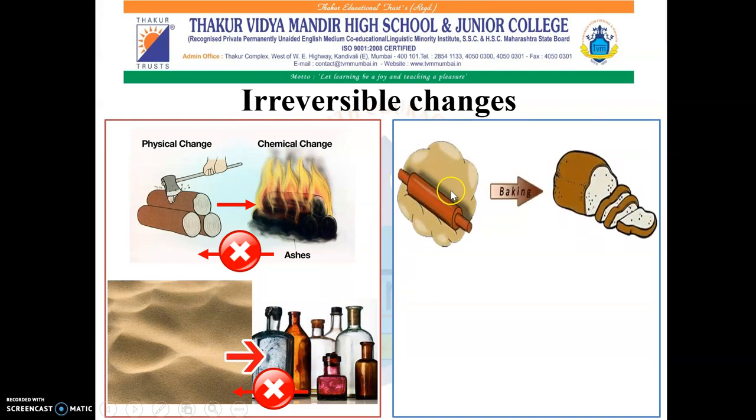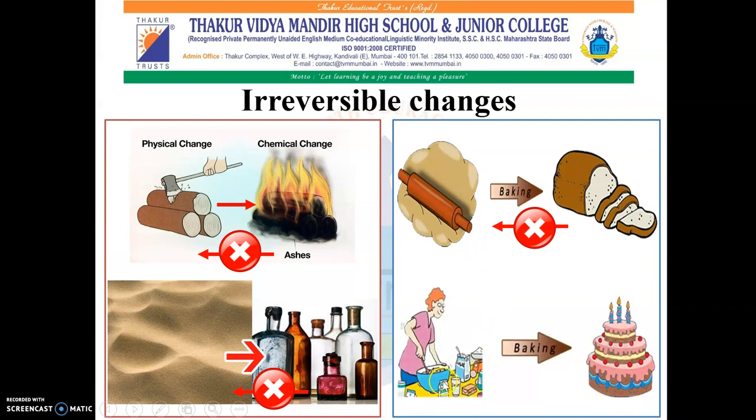We are using different flours to make bread. But do you think from bread again you can get the dough back? No. And the last example is baking a cake. You use different ingredients, flour, milk, different types of essence, right, to make the cake. Now, is it possible to get all these ingredients back from the cake? No, right? So all these are the examples of irreversible changes.